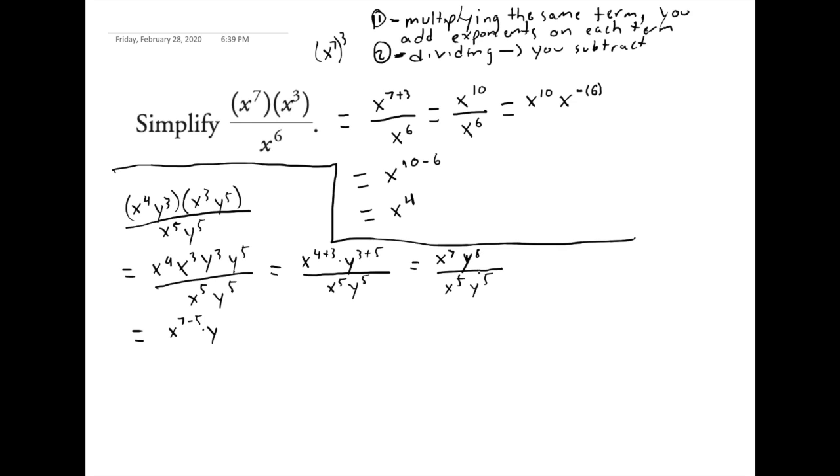So anyways, we have y to the power of 8 divided by y to the power of 5. So that's going to be 8 minus 5. And what we're going to end up with is x to the power of 2 times y to the power of 3. And that's our result for when we simplify this expression here.